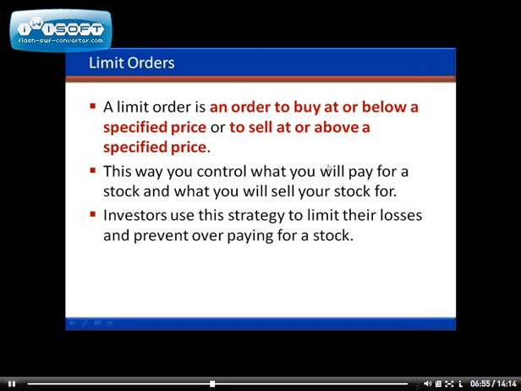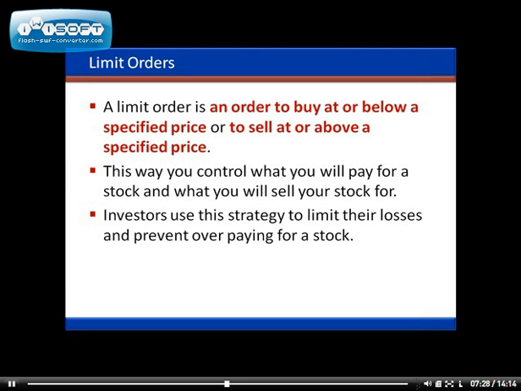So the first type of real-time order that we're going to talk about is a limit order. A limit order is an order to buy at or below a specified price, or to sell at or above a specified price. This is the way that you will control what you will pay for a stock and what you will sell a stock for.